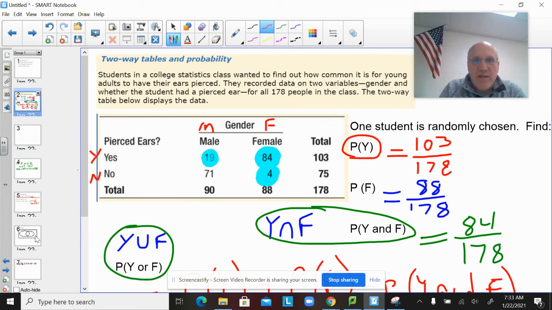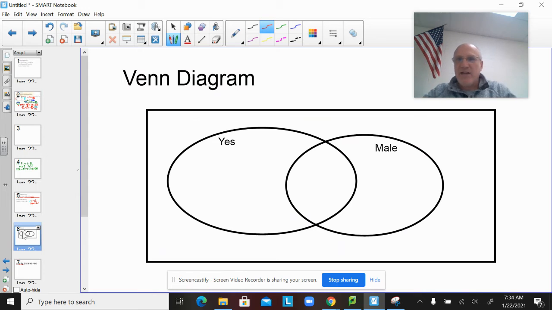So I created the template for the Venn diagram. I've got some people that are male, some that are not, some that, yes, have the earpiece, some that are not. There's some overlap there. And then we've got the area outside, which is neither. So let's figure out how to put these numbers in the right spot.